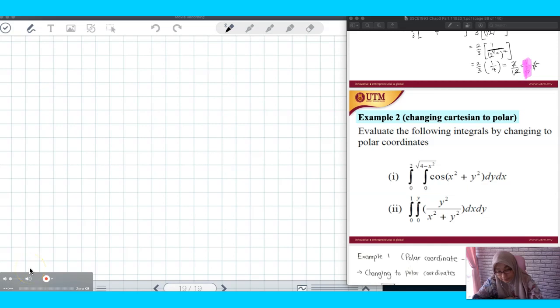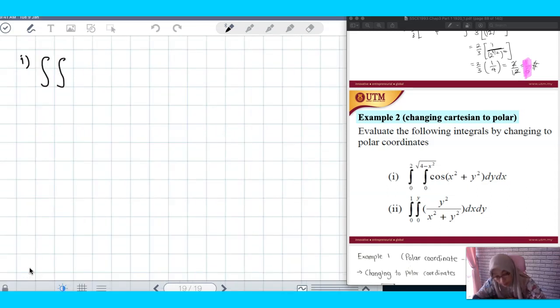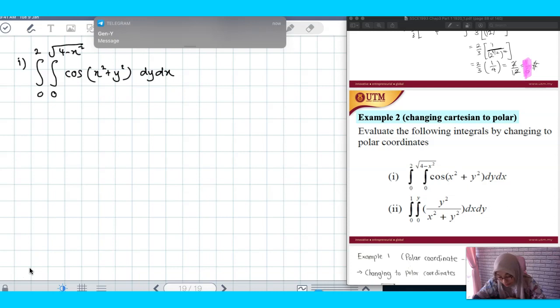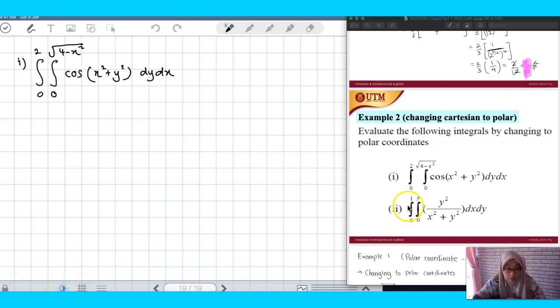Okay, so the first one, in Cartesian, we are given the integral of cos of x squared plus y squared dy dx, with limits 0 to 2 and 0 to square root of 4 minus x squared. So now, how can we convert that? We are not given the region, but we can get the region from the limit given.